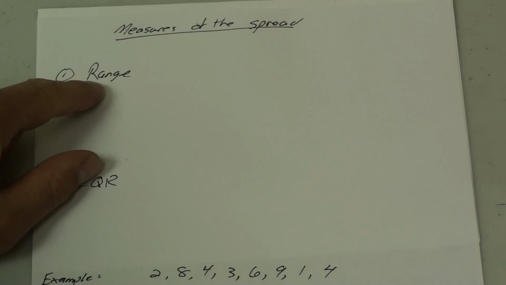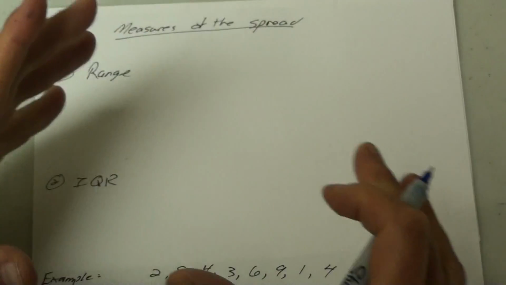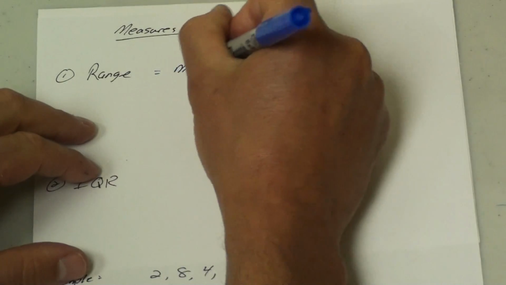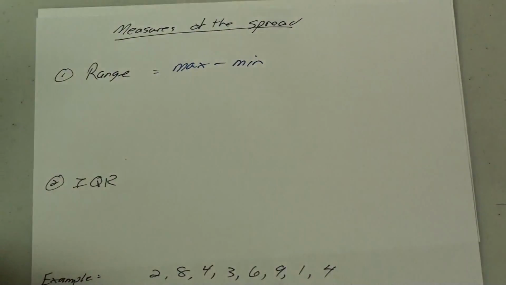The first one we're going to look at is the range. It's not a very accurate measure of the spread. It just looks at two numbers, because you're going to basically take the maximum number minus the minimum number, and that will give you your range. The highest number minus the lowest number.